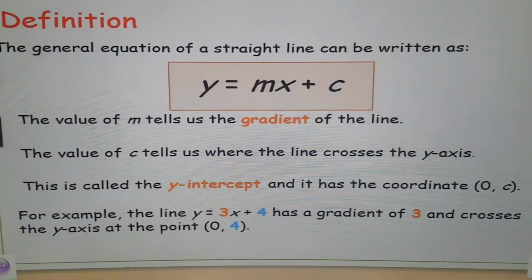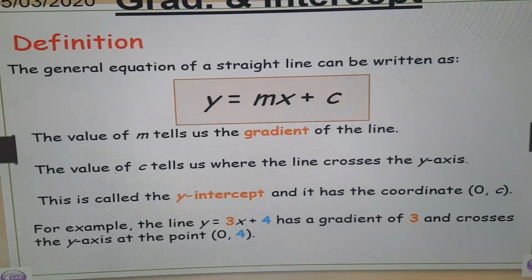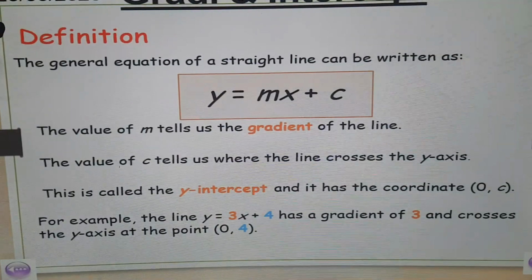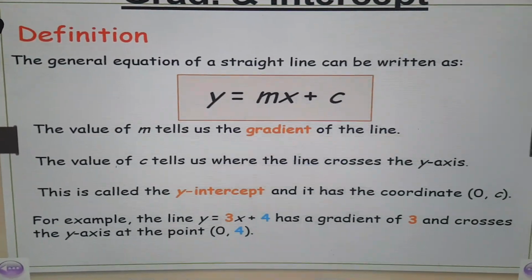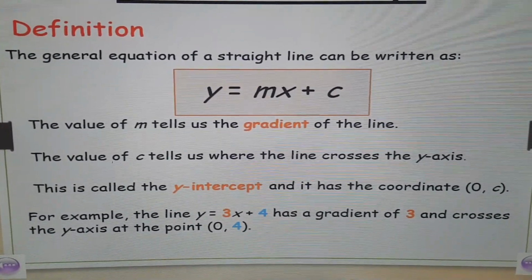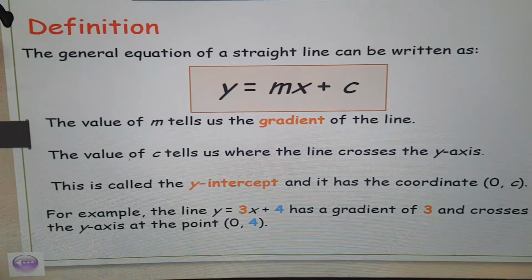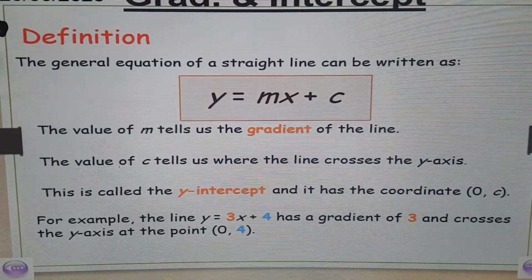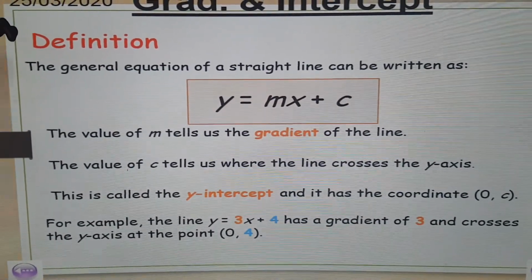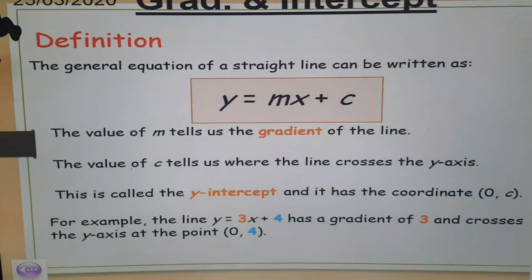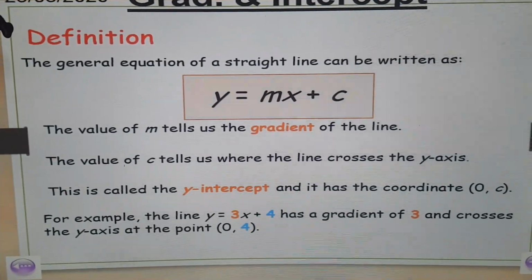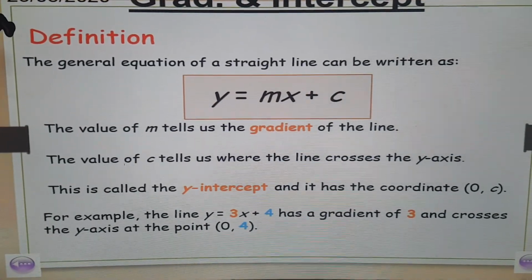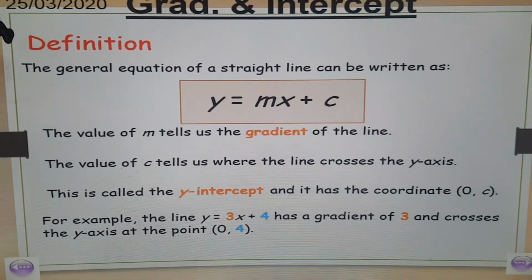Now, for example, you're given an equation y equal to 3x plus 4. Now, the gradient of this line is 3 and the y-intercept is 4. The y-intercept is where the line crosses the y-axis at 0 and 4. It means x is 0 and y is 4 on the y-axis. So the y-intercept is just simply where the line crosses the y-axis.